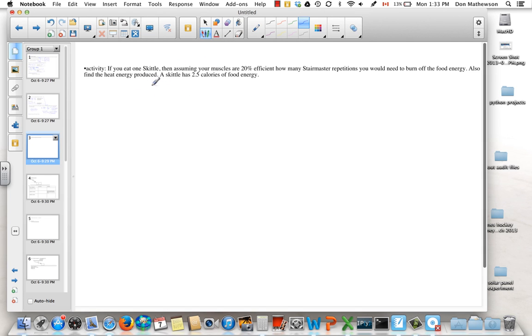All right, so now presumably you've tried it, and I'll proceed with the solution. So we have 2.5 calories of food energy. That'll be the energy input from our skittle. We have to convert from calories to joules. Each calorie has 4,000 joules of food energy in it. So that gives us 10,465 joules of input.